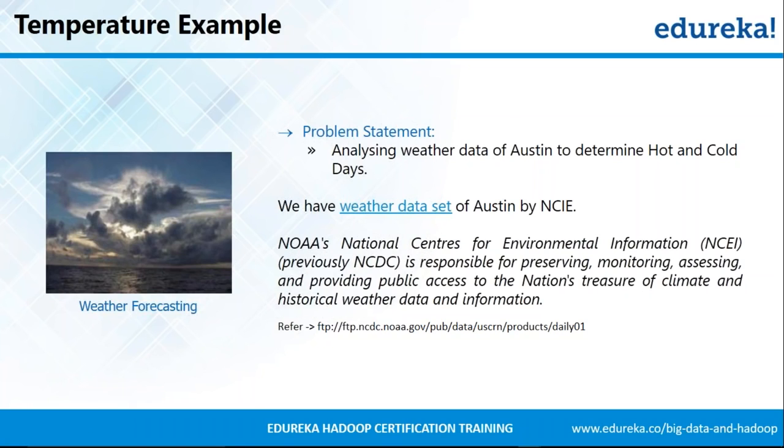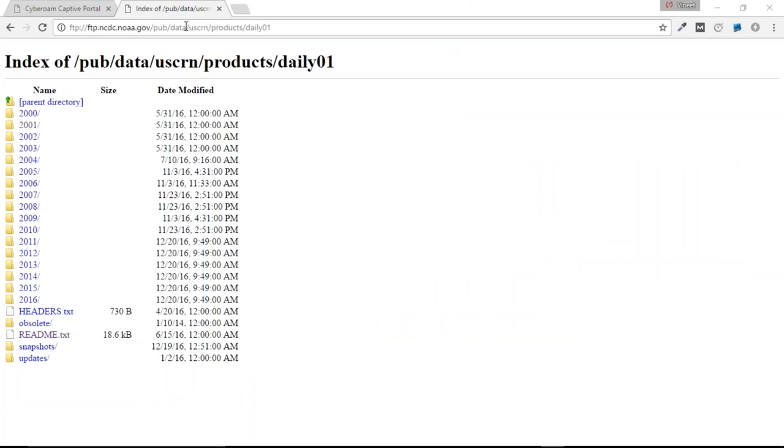Okay, so we can come up with certain patterns and we can analyze this data. To start with, let us go to the website and see this data set. This is the website where you can find the entire set of weather data from 2000 till 2016. We have picked one of the data sets from Austin. Let me show you the README file which explains the details of this data set.